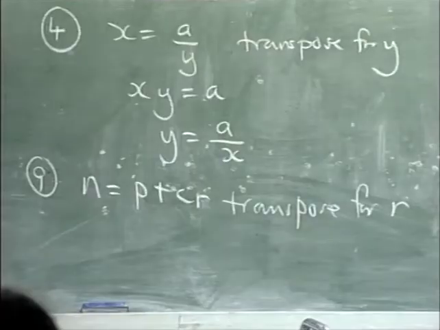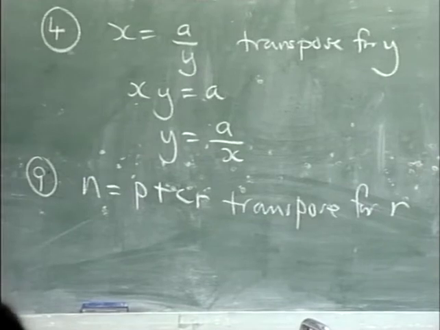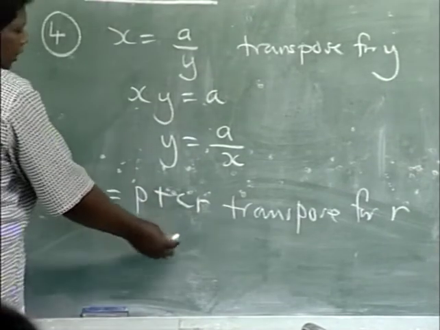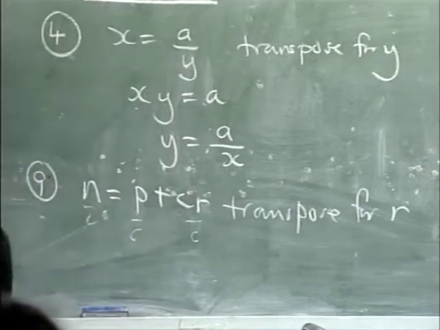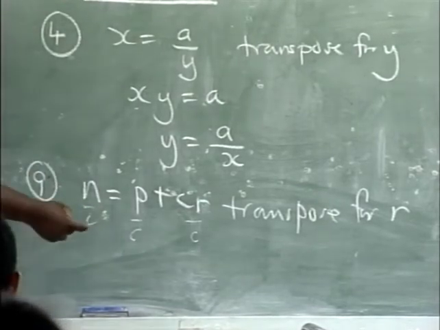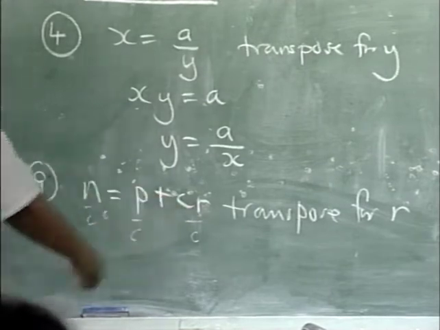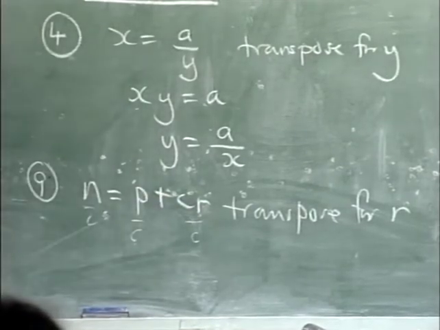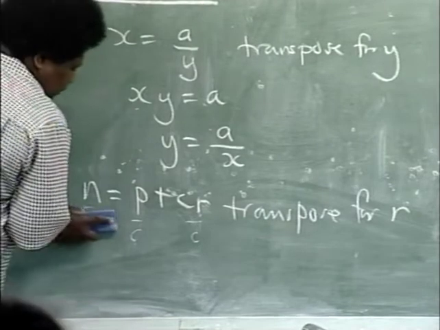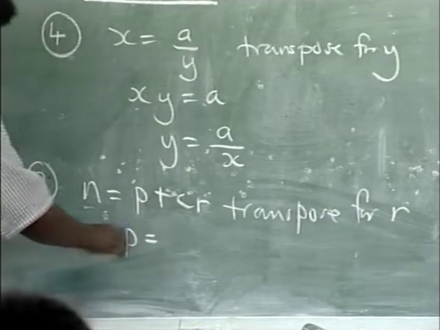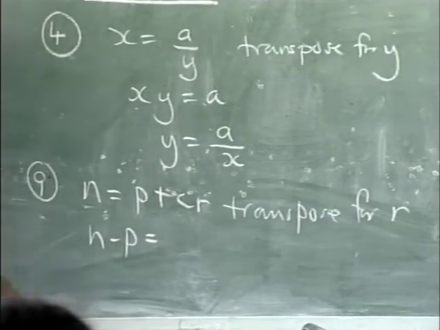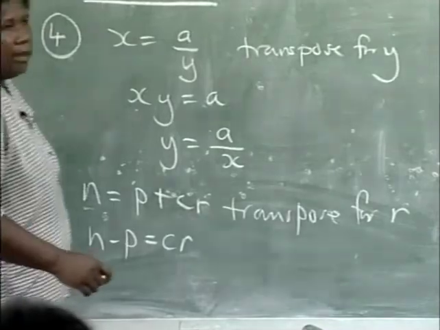Divide c on both sides. Are you sure? N minus p. I have to subtract p first. I can't divide by c first, because if I do, I'm going to get p over c plus r on this side, and I will not have r by itself. I want r to be by itself on one side of the equation, so the first thing I need to do is subtract p. So n minus p will be equal to c multiplied by r.